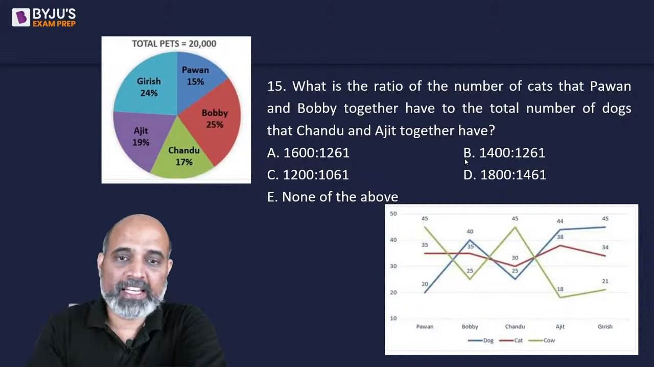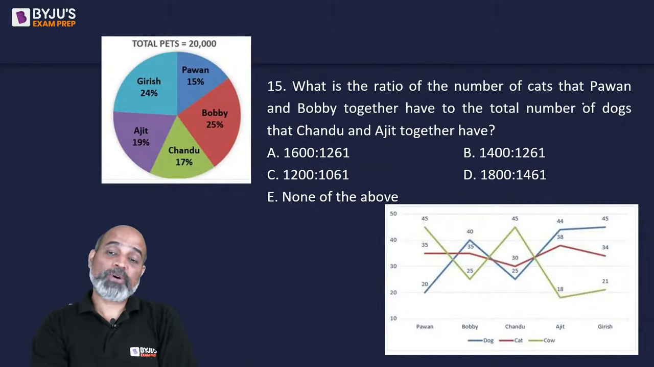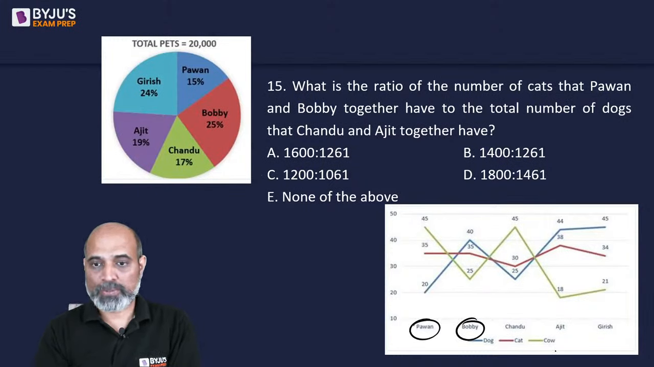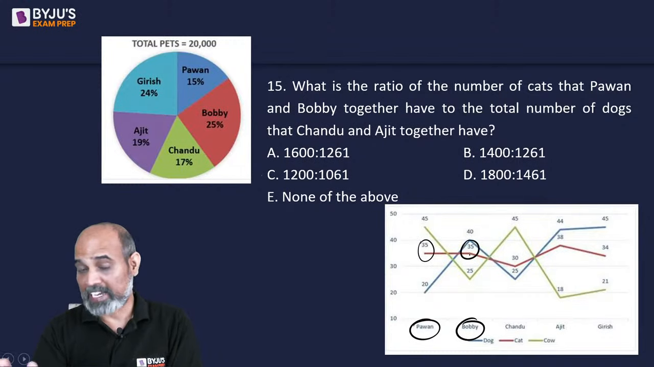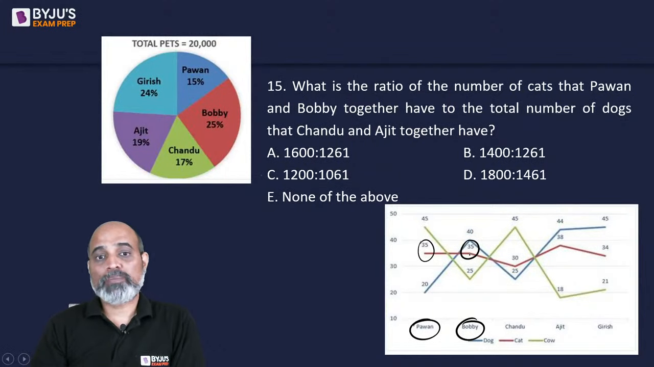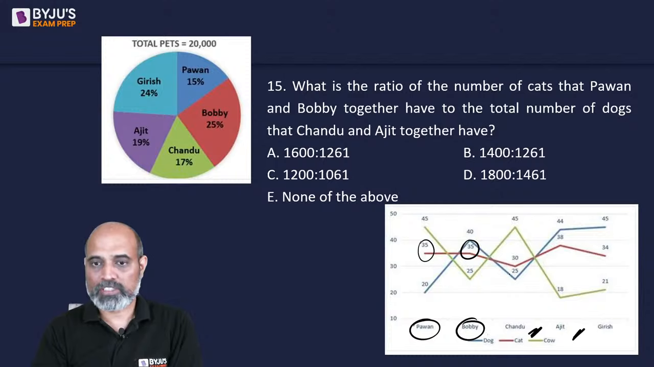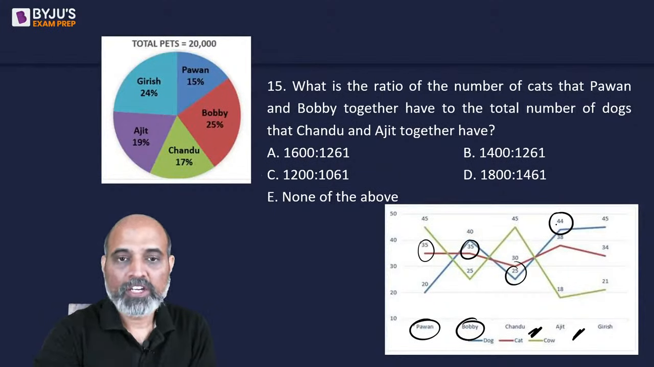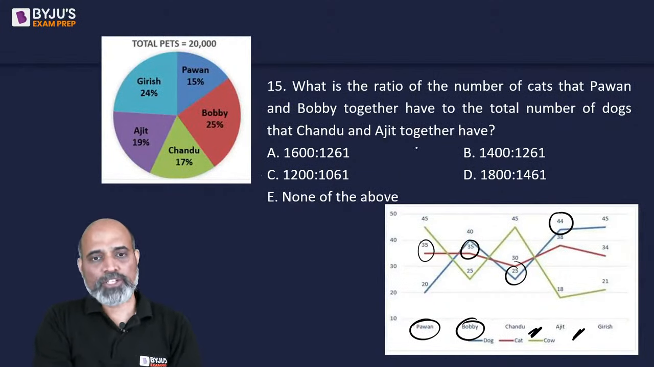Okay, next one. What is the ratio of the number of cats that Pawan and Bobby together have, which is 35%, thankfully something easier to calculate, to the total number of dogs that Chandu and Ajit have? So we are looking at dogs, that is going to be the ones in blue color. So 25 and 44. Uska to kuch nahi kar payenge, unfortunately. So we need the ratio.